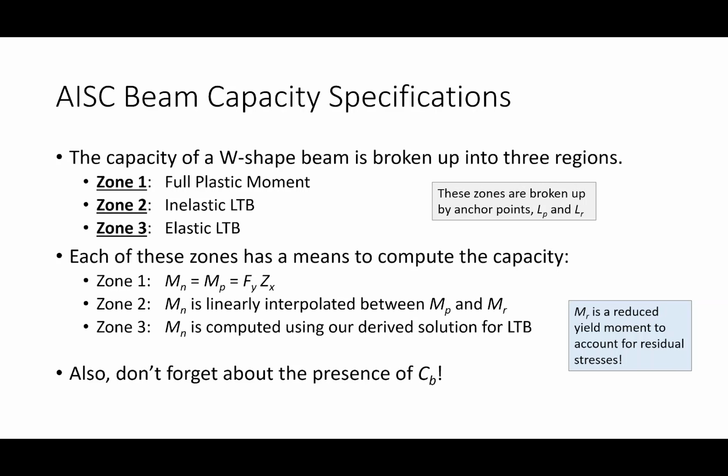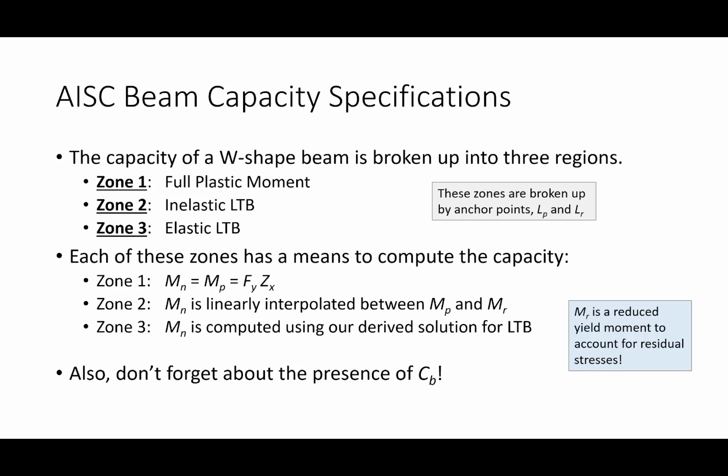All right, so like I said, there are 3 zones, okay? Those zones are going to be split up by anchor points, and we have names for those anchor points. We call those anchor points LP and LR, okay? So basically, for any analysis problem, you're going to look at your LB and compare it against LP and LR and figure out whether you're in zone 1, zone 2, or zone 3, okay? So what are those zones?